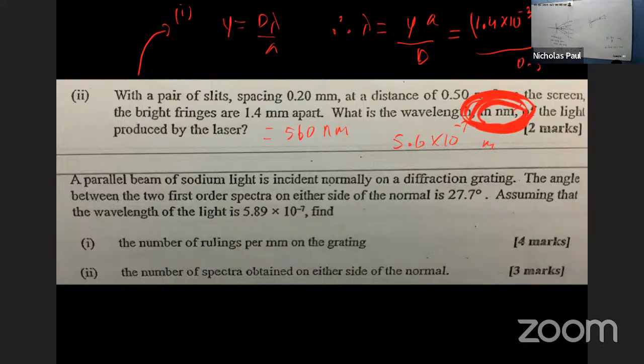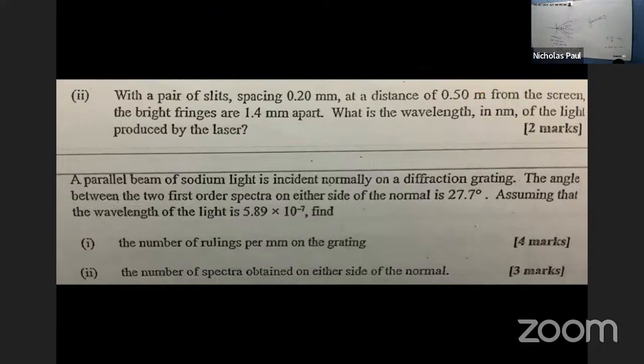Part 2 is the second question. They want the number of rulings per millimeter. Because the number of rulings per millimeter is a little different. You have to convert, you have to do the reverse. You have to take A and get the number of rulings. I'll show you, you do the reverse here.